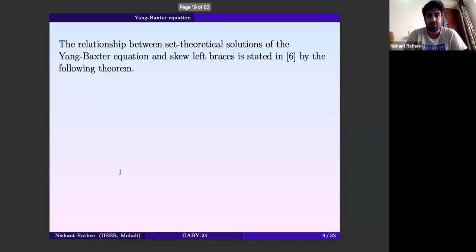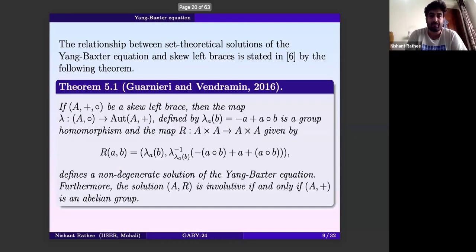Okay. So first I defined an equation, then I defined some algebraic structure. Then you ask what is the connection between them? So this is the connection. This was proved by Vendramin and Guarnieri in 2016. So suppose you have a skew left brace, then you can define an action of the multiplicative group on the additive group by the map lambda, where lambda_a(b) is given by minus a plus a circle b. So you can see if the brace is trivial, then these two will cancel out and you will just have b.